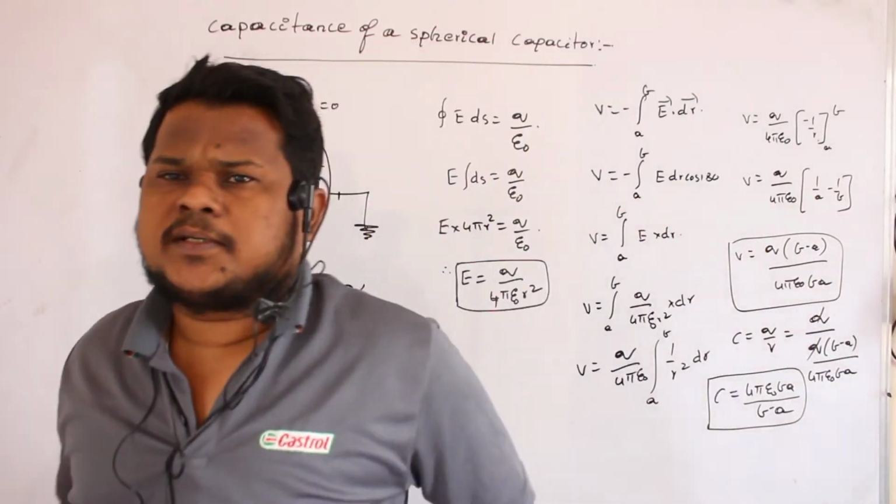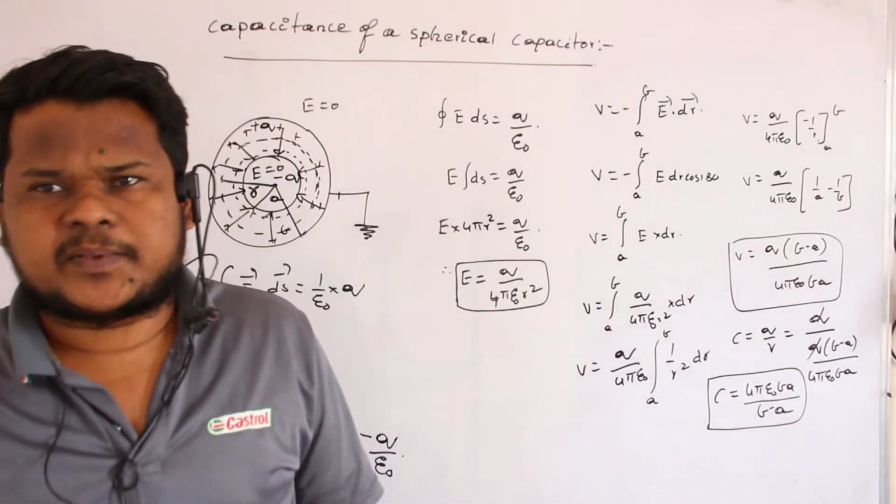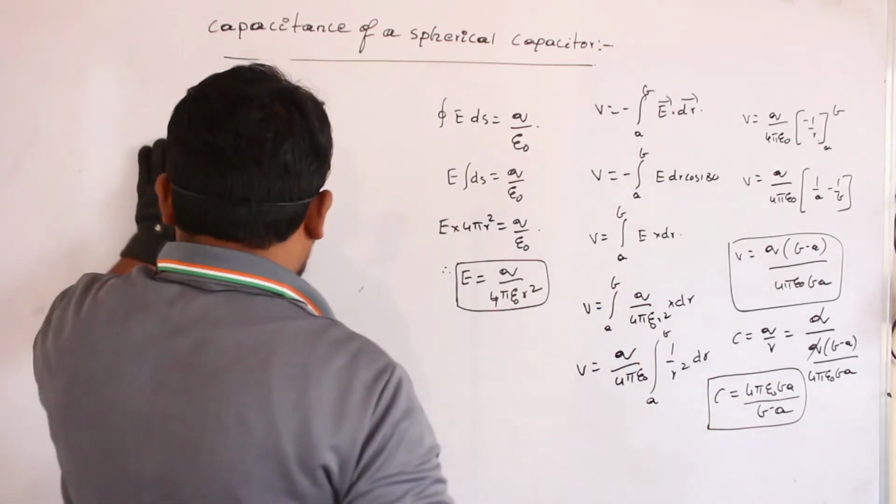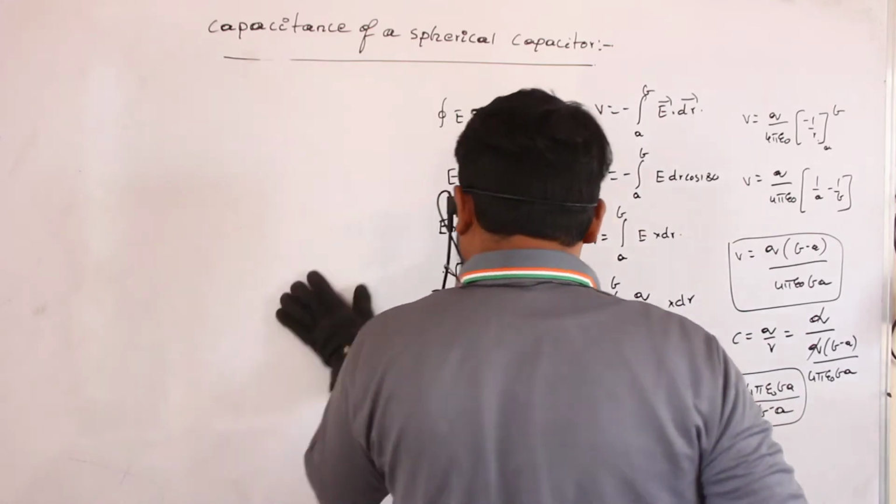So now let us see the capacitance of a cylindrical capacitor. So this was a spherical capacitor. Now we will see the capacitance of a cylindrical capacitor.